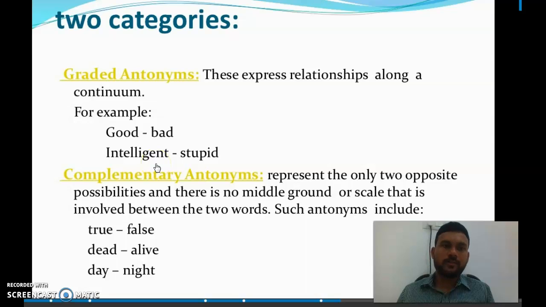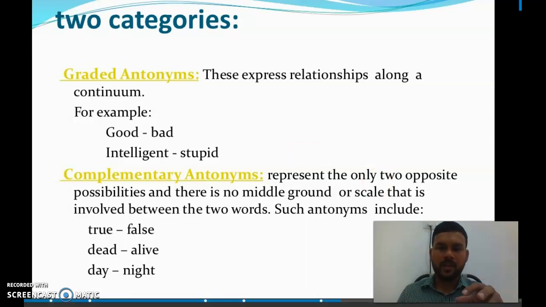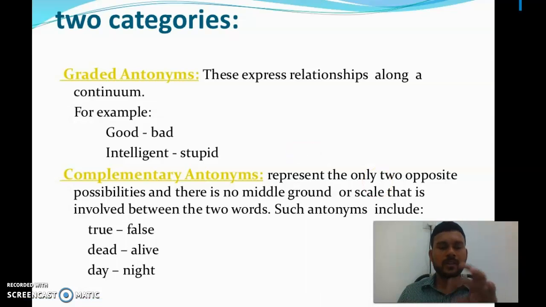The next one, complementary antonyms. It represents only two opposite possibilities. There is nothing that we can grade or level in between, or that we try to measure on a scale and try to put a word. There is a word, there is another word. There are no other words that we can give. Like lion, lioness, woman, man, true, false, day, night, and suchlike.